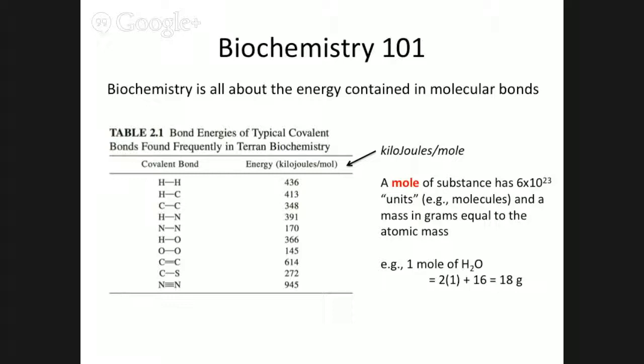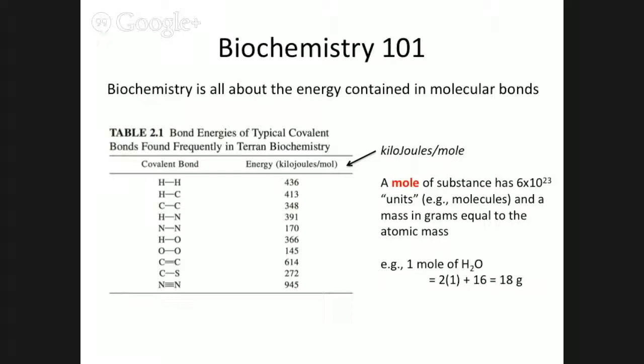For those of you who may be rusty on chemistry, remember a mole is 6 times 10 to the 23 of anything. That's Avogadro's number. If you have a mole of atoms, it's 6 times 10 to the 23 atoms. If you have a mole of molecules, it's 6 times 10 to the 23 molecules. If you have a mole of Skittles, it's 6 times 10 to the 23 Skittles. Okay, good point. It's a large number, and it's large because atoms and molecules are tiny compared to the macroscopic world that we live in.